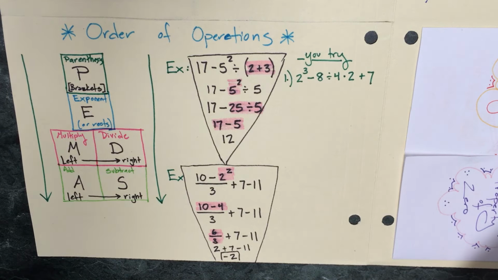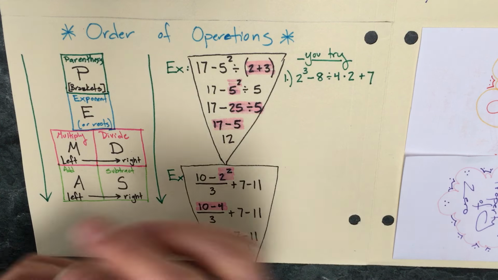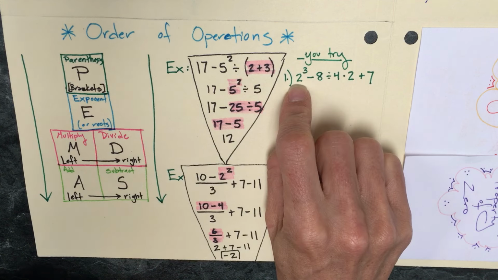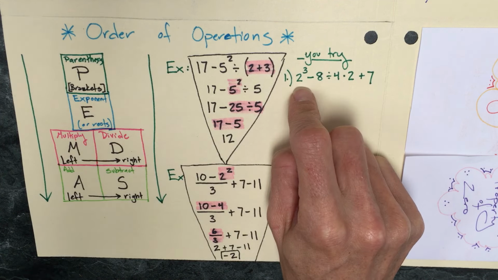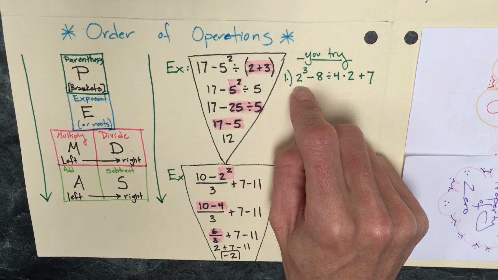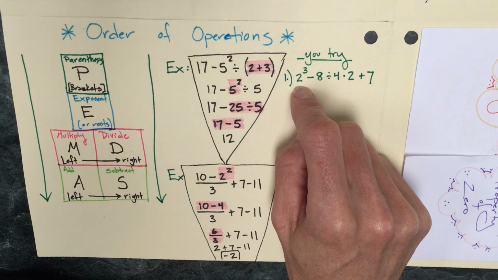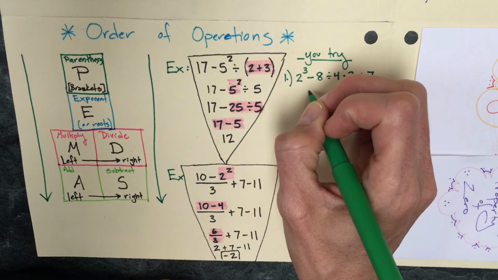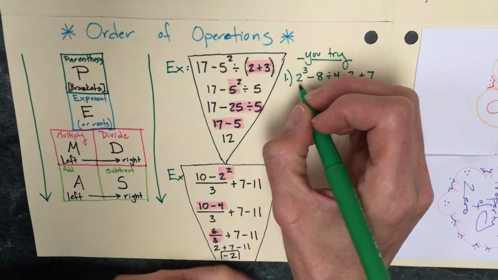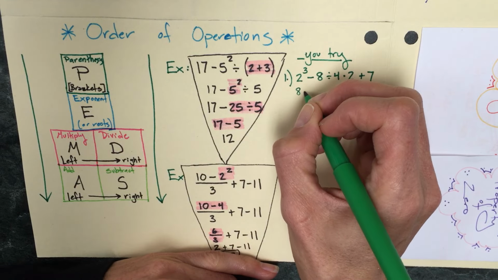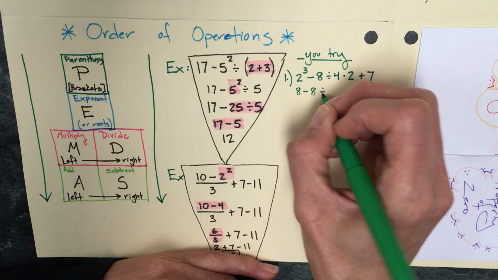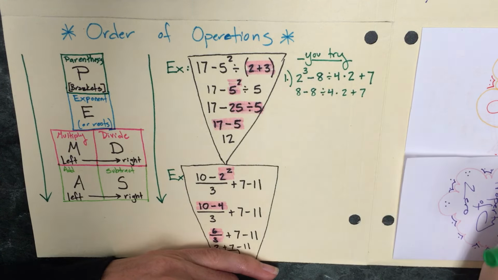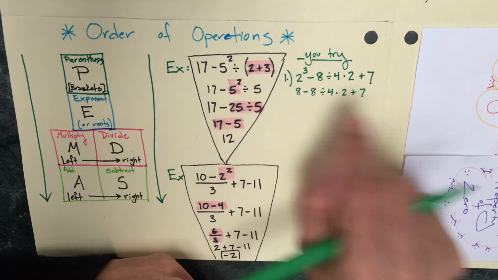I don't see any grouping symbols. So we're going to be starting to simplify with the exponent. It's to the 3rd power, which means we're going to multiply 2 3 times. So this is 2 times 2 times 2. 2 times 2 times 2 is 8. So this becomes 8 minus 8 divided by 4 times 2 plus 7. And right away I want to subtract those two because I know those are 0 pairs.